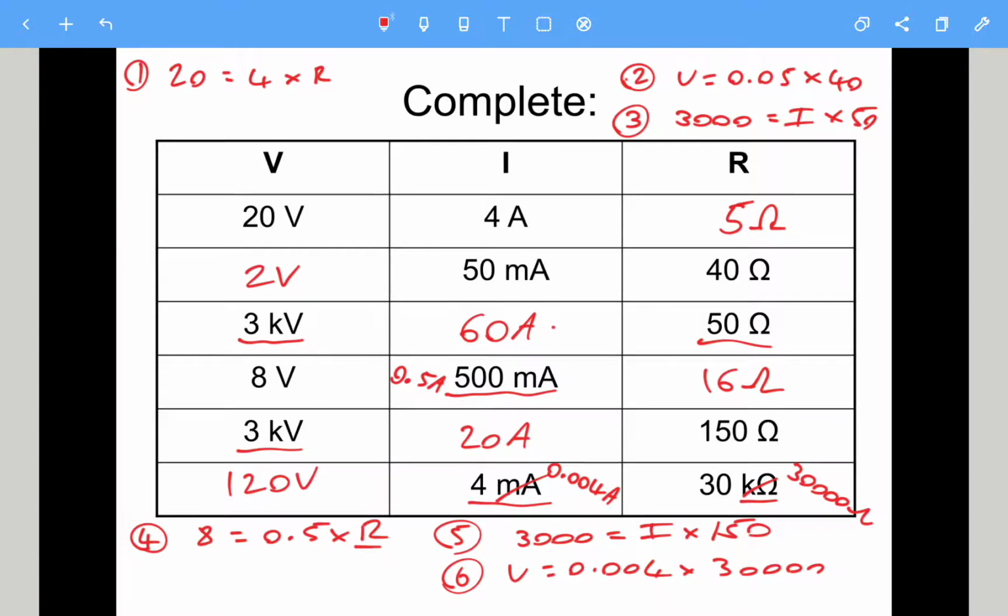Anyway, so that's Ohm's Law. Hopefully that's given you a brief understanding of the basics of resistance and Ohm's Law and how to use the equation. And thanks for watching.